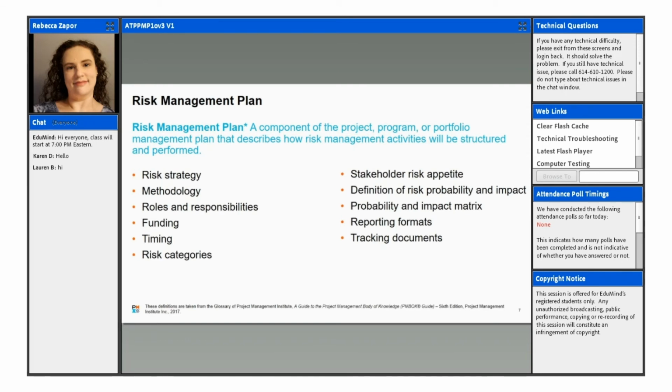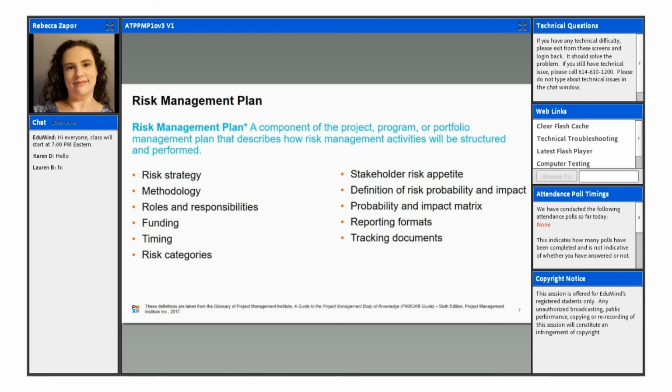So we want to talk about a definition of risk probability and impact. That's where you're going to define the levels of probability and impact using terms such as very unlikely to almost certain, with a respective numerical value that's going to be assigned to the individual risks. And then the probability impact matrix, that's going to map the probability of occurrence for each risk and the impact on the project if the risk occurs.